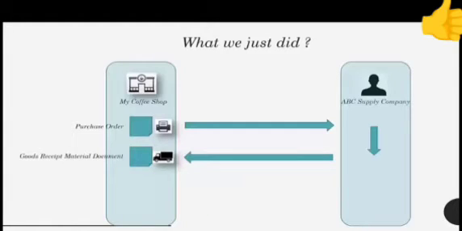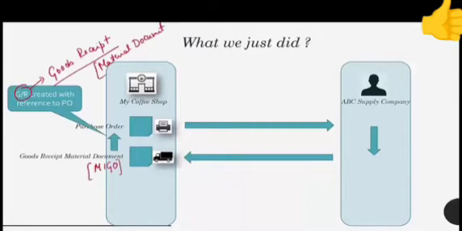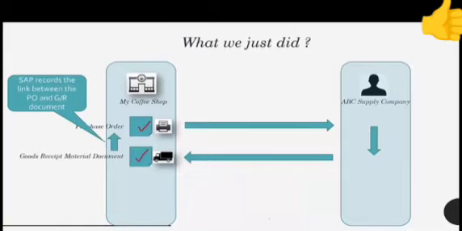So what have we just done? In the previous video, we created a purchase order and sent it to the vendor. In this video, the vendor has sent us the goods in a truck, and we have recorded that we have received the goods, and we have also verified that we indeed have the goods in a particular storage location of the plant. And we have done that using the transaction MIGO.